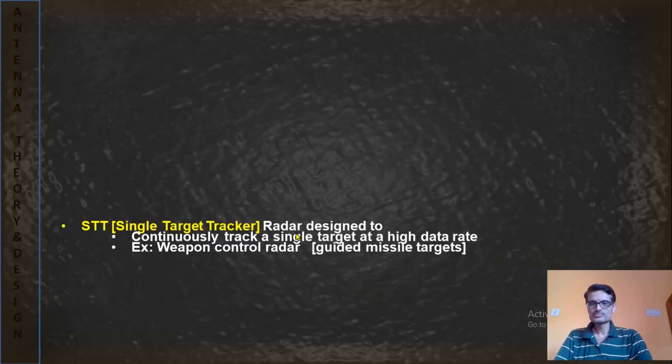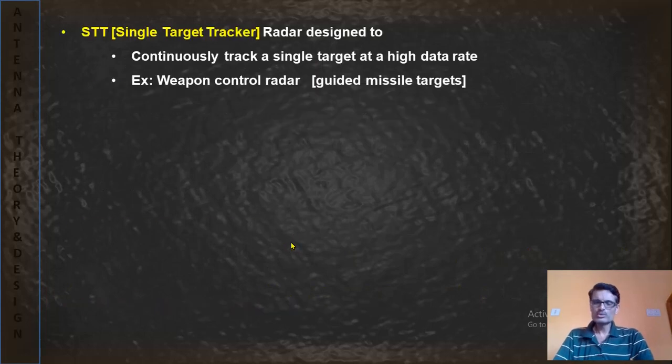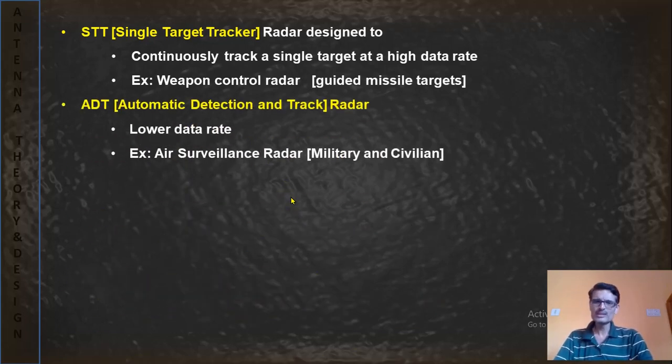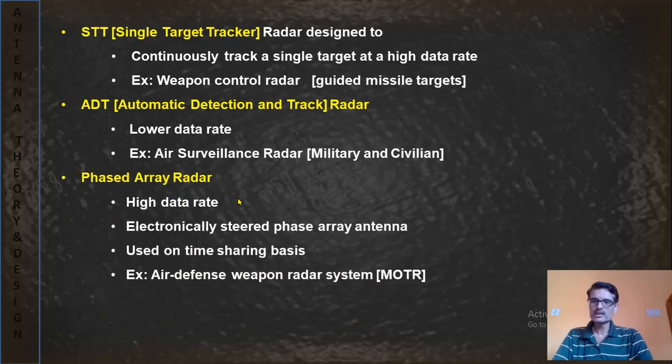Now, briefly, to summarize the different types here. STT continuously tracks a single target at a very high speed. An example is weapon control radar. The second one is ADT, low data rate, but it is useful for military and civilian purposes for ASR, that is air surveillance radar. The third one is phased array radar, high data rate, electronically steered, and used on a time sharing basis.